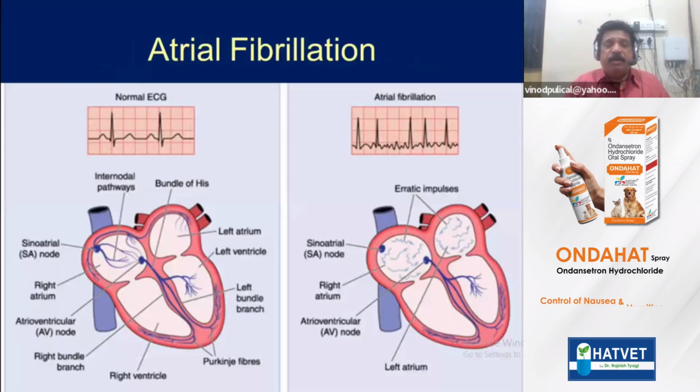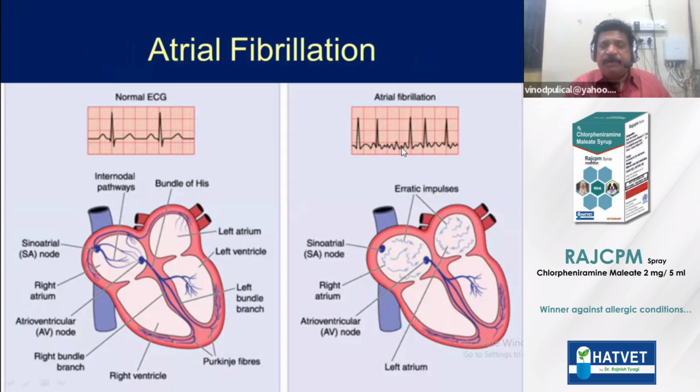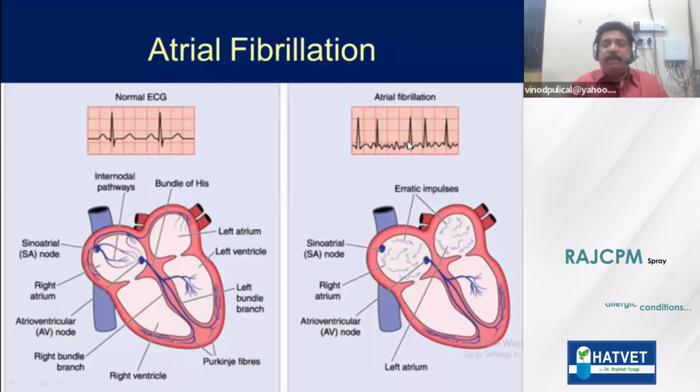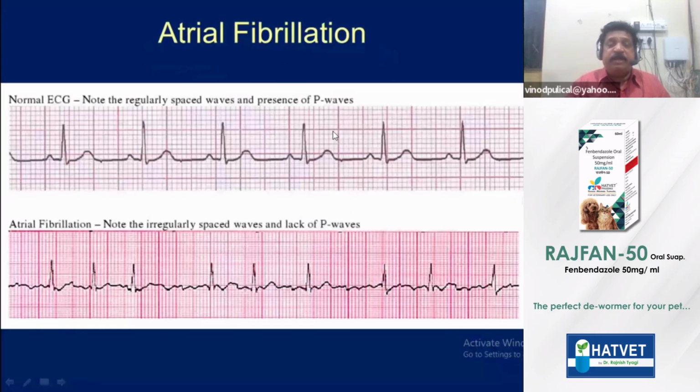The ECG looks like this. See, this is a normal ECG, and in atrial fibrillation, in between two R waves, you can see the fibrillation waves. Those are the F waves, or the fibrillation waves. In fibrillation, there won't be any P wave at all. You cannot see any P wave. Only fibrillation waves in between two R waves. This has to be investigated.